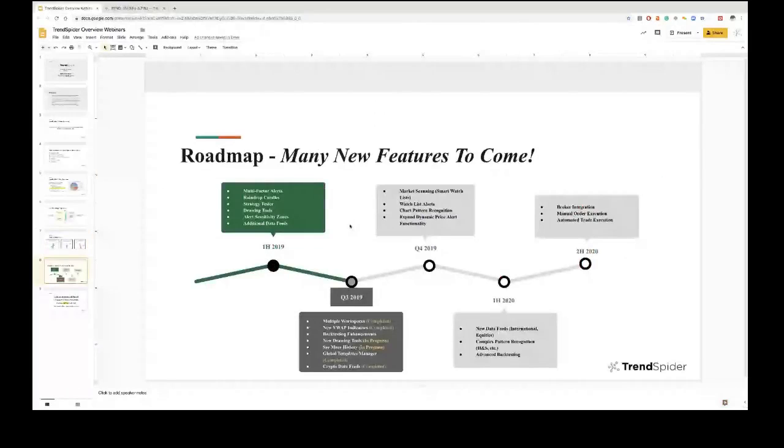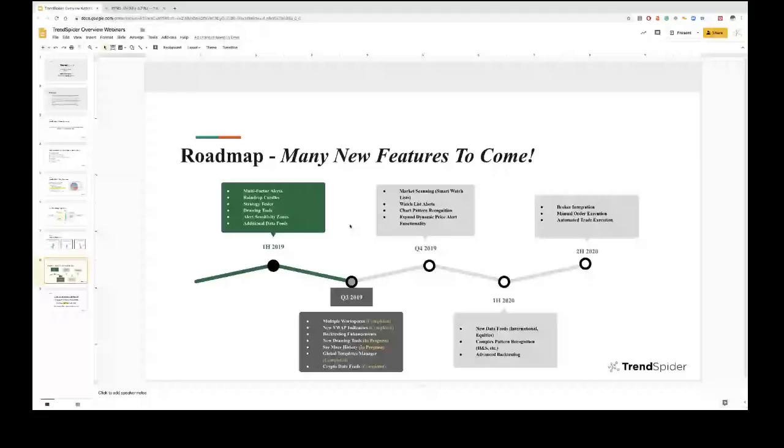We do have some new backtesting enhancements coming, as well as the ability to annotate more different ways. So we will be increasing our annotation library. In the fourth quarter of 2019, towards the end of the year, we really want to get our scanner and our watch list alerts out. The ability to do pattern recognition on more focused patterns, so wedges, channels. The trend lines will already do that for you in a sense, but we're going to take it to the next level and expand our price alerts as well.